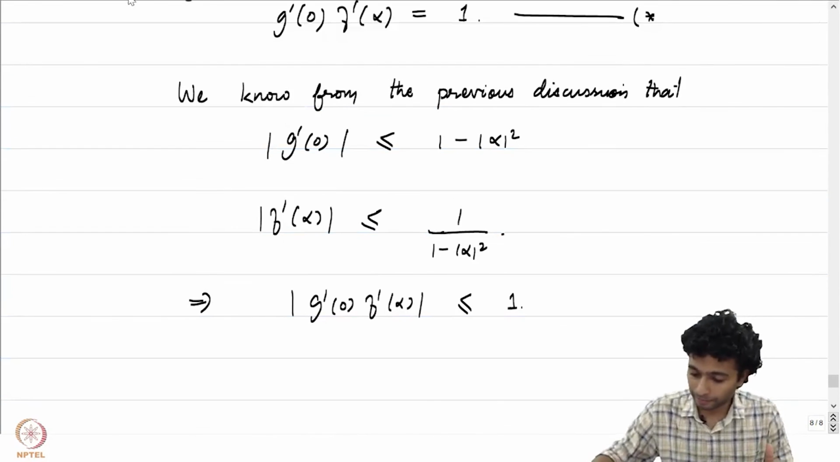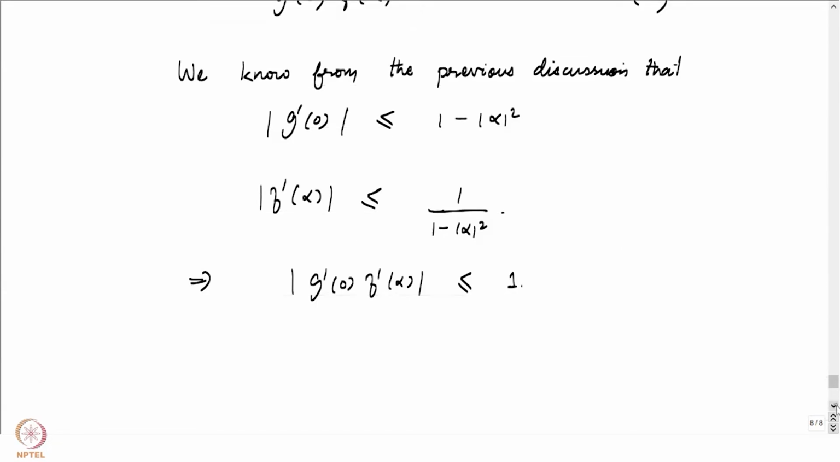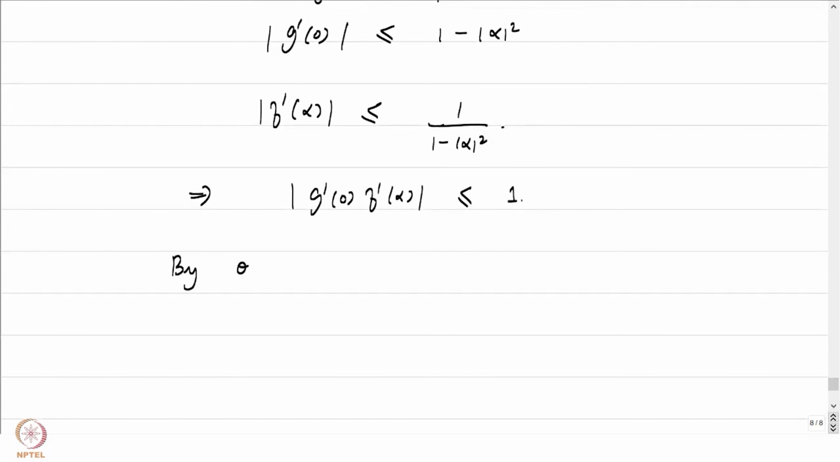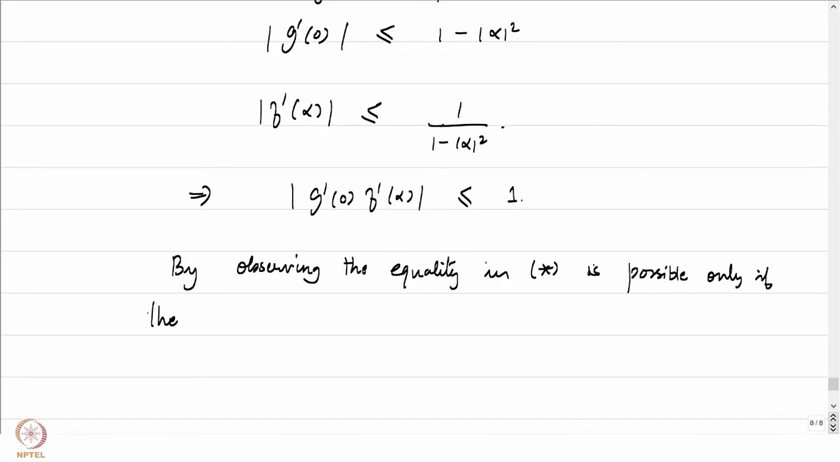So in particular, by observing that the inequality in star is an equality, the equality in star is possible only if both the above inequalities are equalities. It's possible only if the above inequalities are equalities.